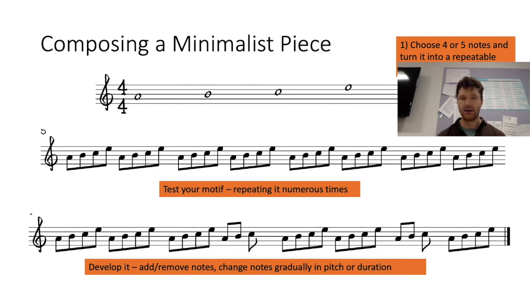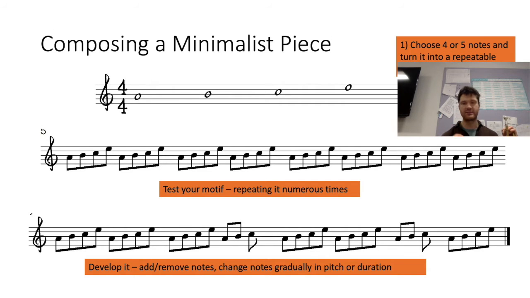So if you have a look at this slide here, we've got 4 notes. We've got an A, a B, a C, and an E. We use those to form our cell, our repetitive cell. In this example, I've very unimaginatively just taken those notes, made them into quavers, not even changed the order or anything. So it's just A, B, C, E, repeated. And that's it. That's our cell, or our motif, which we will repeat.